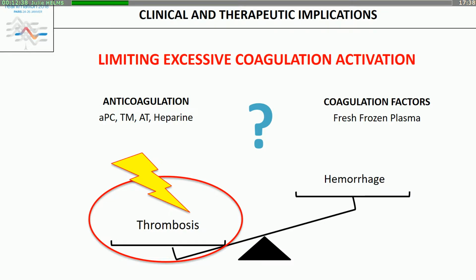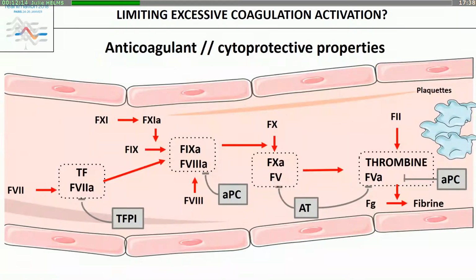In this context of disseminated microthrombosis, one of the therapeutic options might be limiting excessive coagulation activation. Yet, it is not recommended for the moment, and even if the physician wanted to anticoagulate his patient, which anticoagulant to use is still debated. Many anticoagulants have already been tested, blocking the coagulation pathway at different levels.